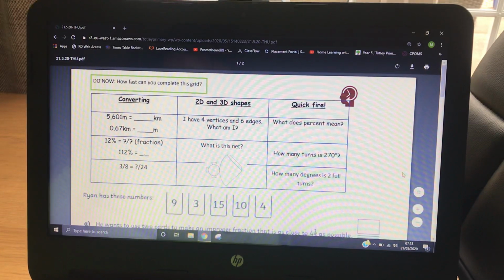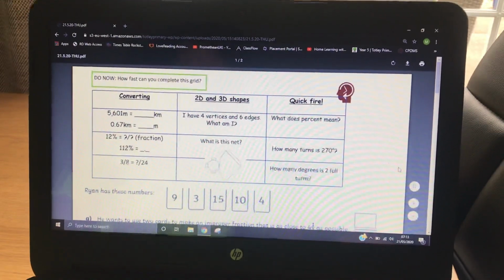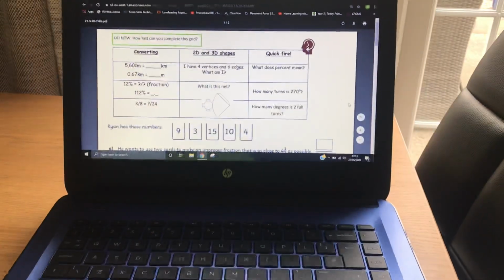This is Thursday's maths video, so we've been looking at mixed fractions, improper fractions, equivalent fractions. So there's a couple of challenges for today, just to get you thinking. So I'll have a look at the do-nows first.